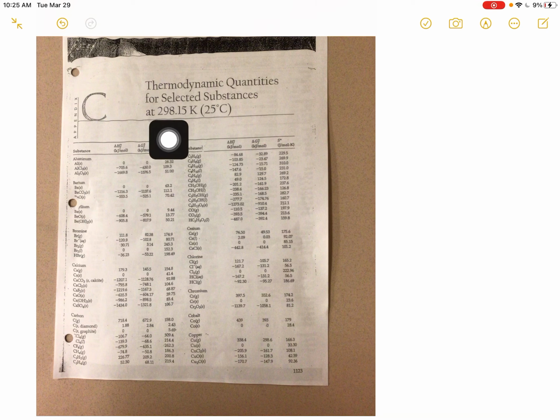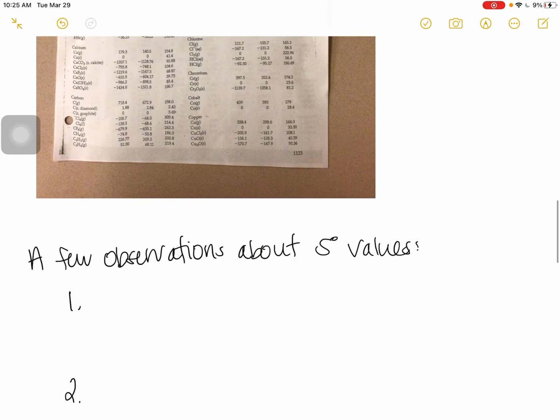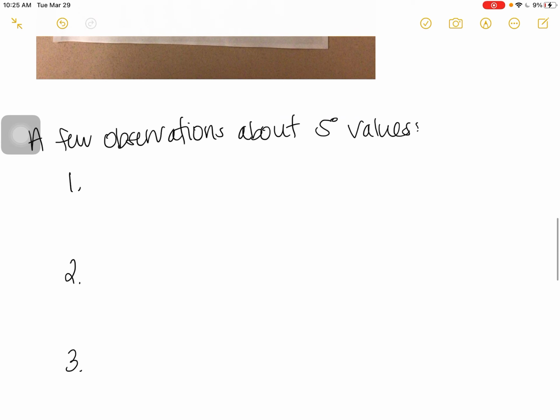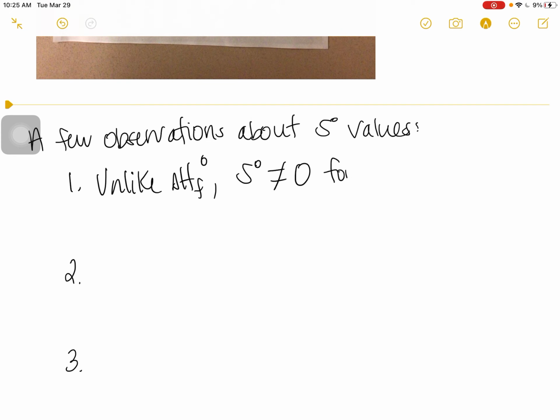However, that's not the case. Look at aluminum solid for S, right? It has a value. Well, that's because everything will have some amount of disorder. So that's our first point: unlike delta H of formation, entropy does not equal 0 for elements in diatomics. So be careful making that assumption, like, oh, it's 0, like we used to make for delta H. That's not true for S.